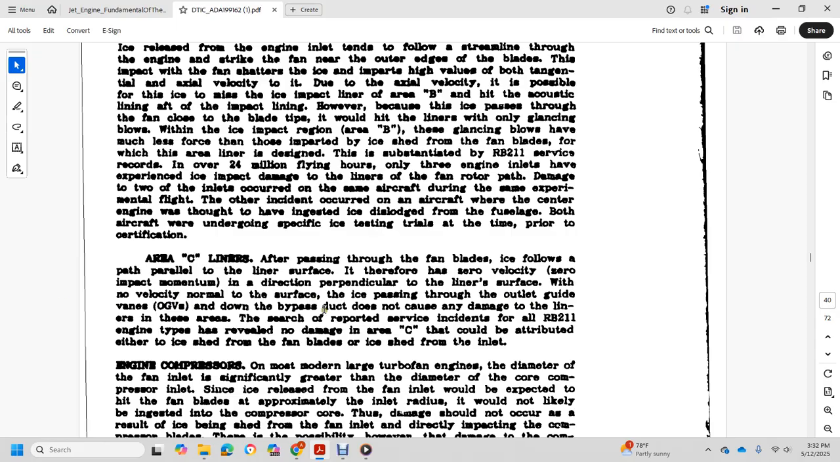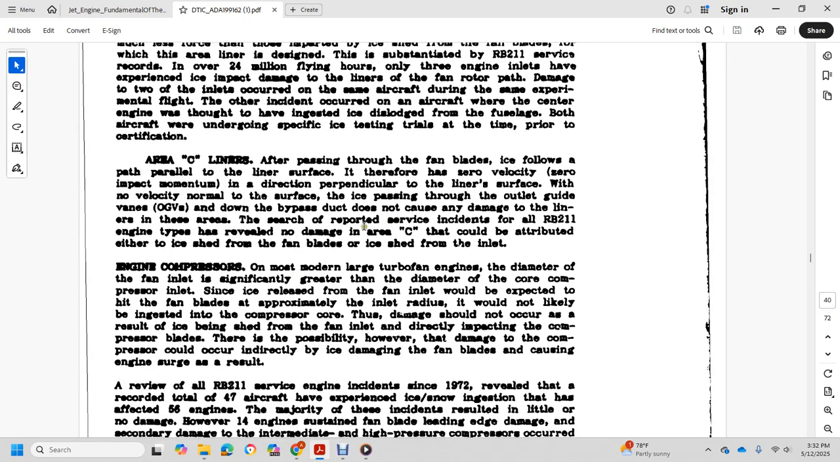The OGVs within the bypass duct can cover any of the damaged liners in those areas. A search of the reported service incidents with all RB211s has revealed no damage in area C that could be attributed to either ice shed from the fan blades or ice shed from the inlet. Engine compressors on the modern large turbofan have a fan inlet diameter significantly greater than the diameter of the core compressor inlet.